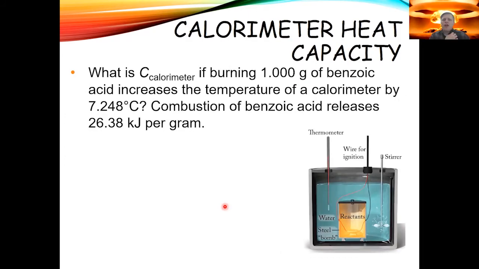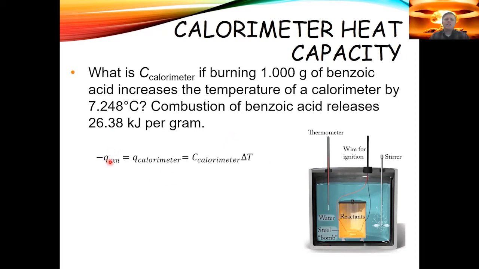All right, so let's try this. Let's try and figure out the heat capacity of a calorimeter if burning 1 gram of benzoic acid increases the temperature of our calorimeter by 7.248 degrees Celsius. And by the way, the combustion of benzoic acid releases 26.38 kilojoules per gram. Well, then we just set up this equation.